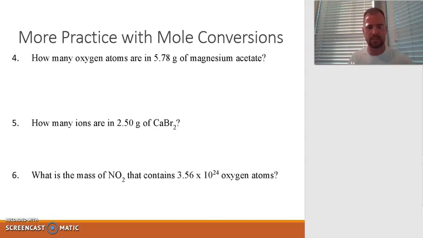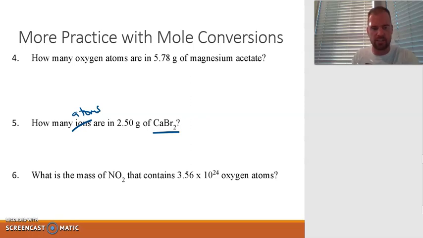Number 5 is asking us how many ions are there in 2.50 grams of calcium bromide. Now this is a new one. You've never heard of ions before in terms of a mole conversion. But just think of ions as the same thing as atoms. Why do they say ions instead of atoms? Well, because calcium bromide is technically an ionic compound, so it's composed of not atoms, but ions. You'll learn more of that specifically in topic 5. So for right now, it's just a technical thing.